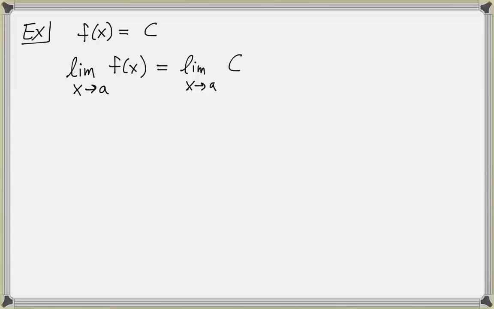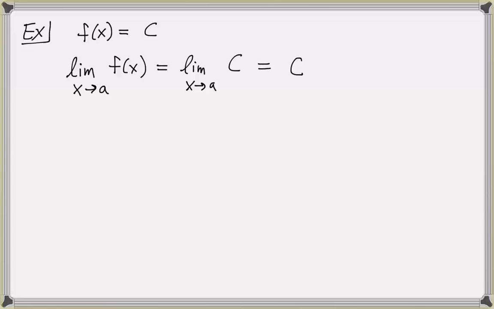So as x gets closer and closer to a, the number c is not going to be affected by your choice of x or whatever x is doing. So the limit of c as x approaches a will just equal c. The value of c is always getting closer. It's staying the same. It's always equal to c no matter what happens to x.